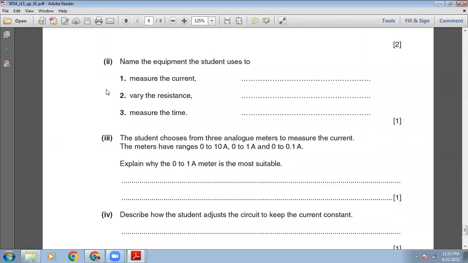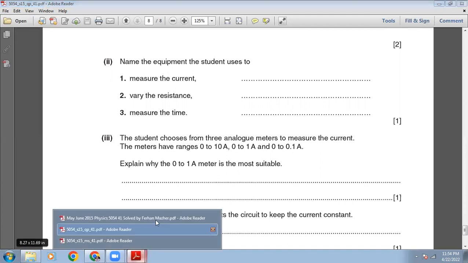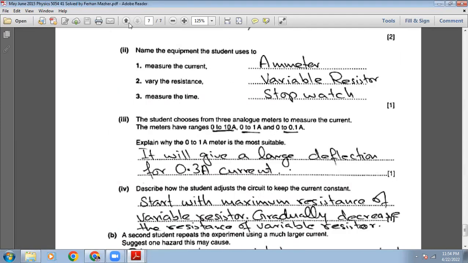Name the equipment the student uses to measure the current. To measure the current, we use an ammeter. To vary the resistance, we use a variable resistor. And to measure the time, we will use a stopwatch. Let me show you my written answer: ammeter, variable resistor, and the stopwatch. Variable resistor is also called a rheostat.